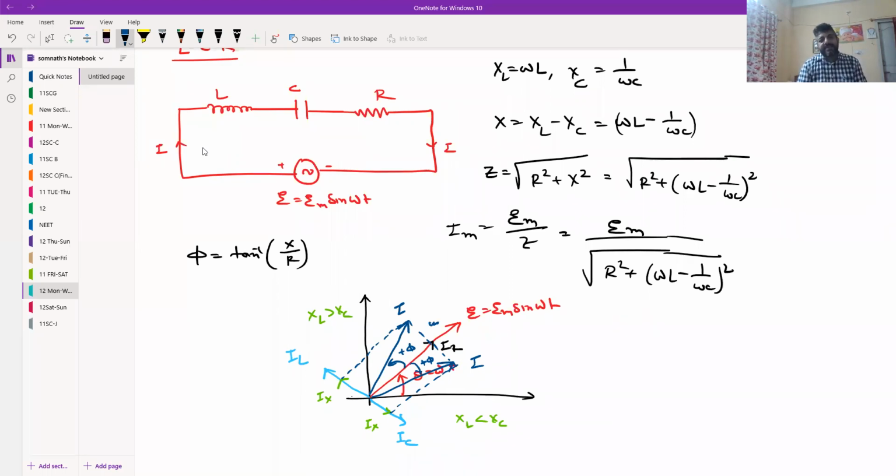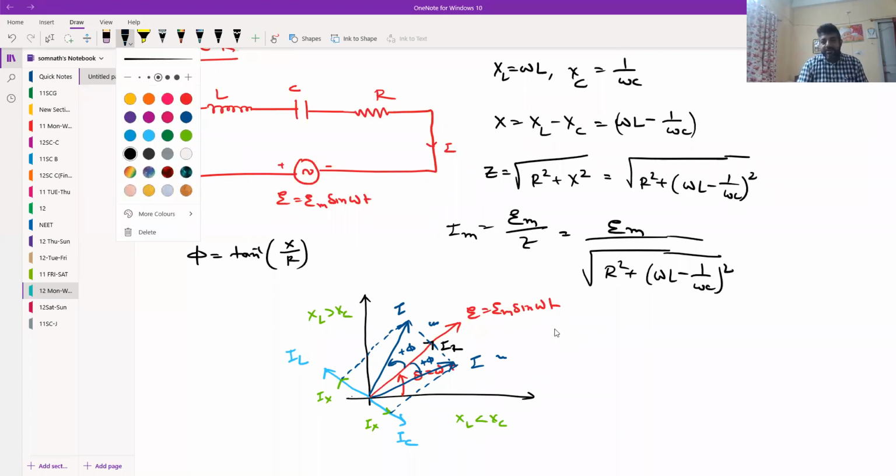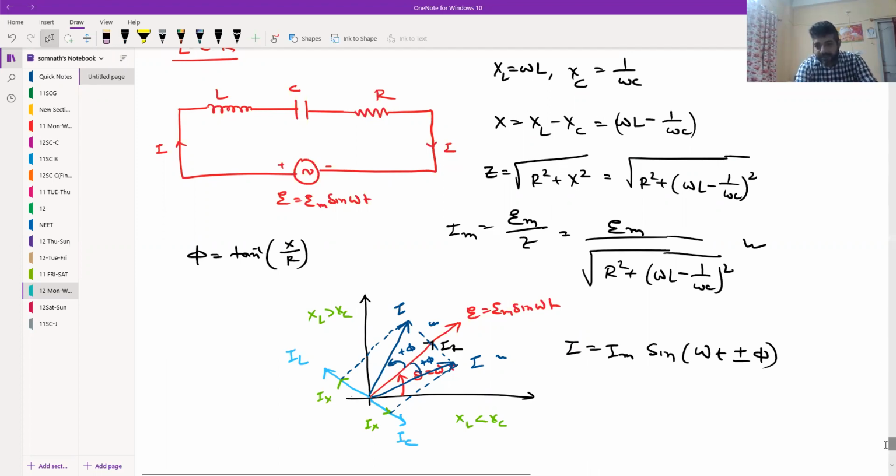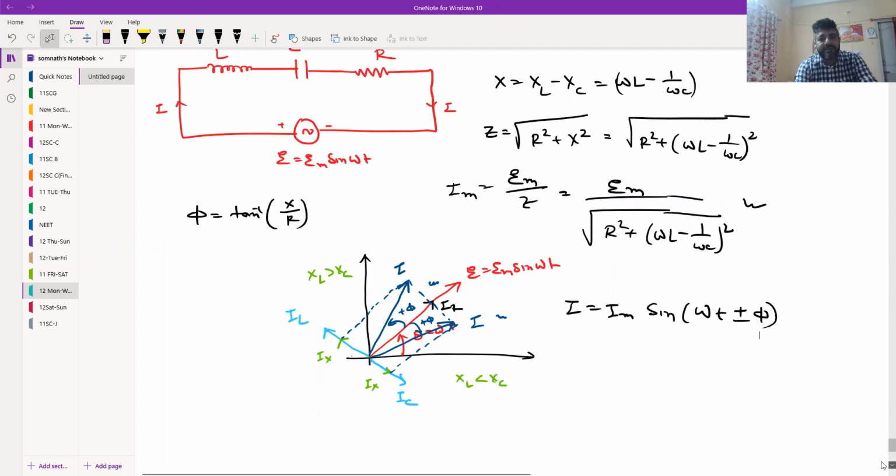If XC is greater than XL, then -1. So I can write the equation of current, that is IM sin(omega t plus or minus phi), depending on whether XL is greater than XC or XC is greater than XL. Now, same way, just like the previous one I showed you. Up to this, is it okay, everyone?